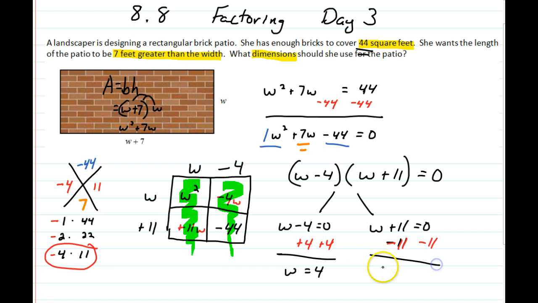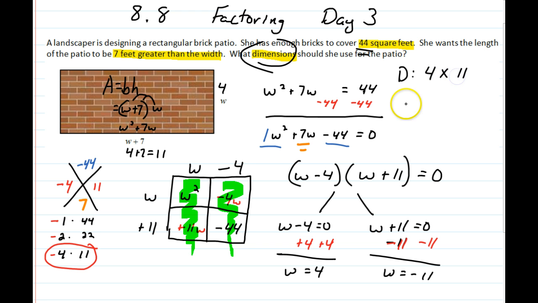So I get W equals 4 and W equals negative 11. What the problem says, what are the dimensions? So now I got to take 4 and plug it in here. I'm going to take 4 and plug it in here. So 4 plus 7 is 11. So one set of dimensions would be 4 by 11.